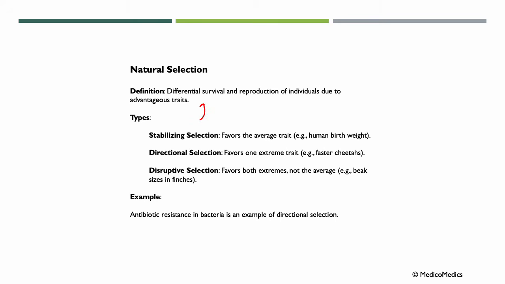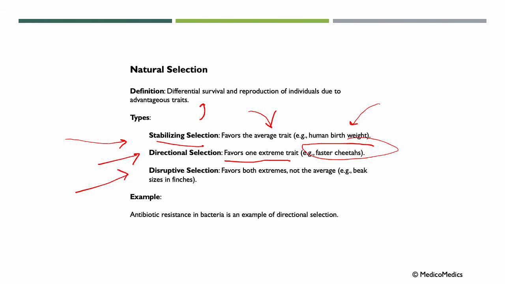Natural selection. The definition is differential survival and reproduction of individuals due to advantageous traits. Types could be stabilizing selection, which favors the average trait, like human birth weight. Directional selection favors one extreme trait, like faster cheetahs. Disruptive selection favors both extremes, not the average. So for example, beak sizes in finches.